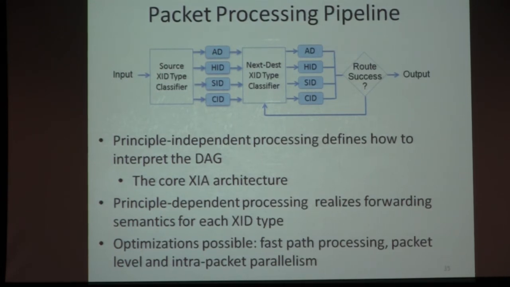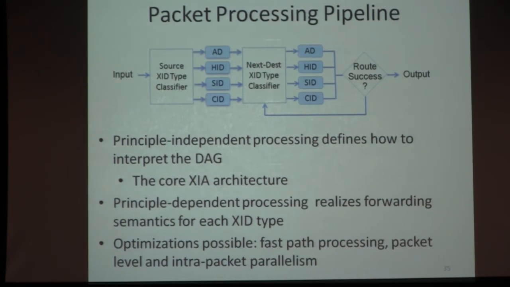The final point I want to make is that we have two colors here, blue and white. White is the logic for interpreting a DAG. If you want to be pure and minimalistic, that is in fact the architecture: how you interpret DAGs is the architecture. The blue is principal-specific types. You could imagine that eventually people will say, HIDs, how old-fashioned, we don't want those anymore, and the IETF will decide to obsolete them. So over time, which blue boxes are supported will change.